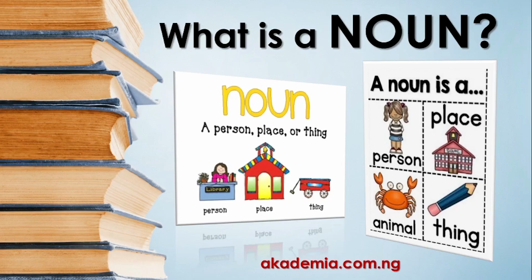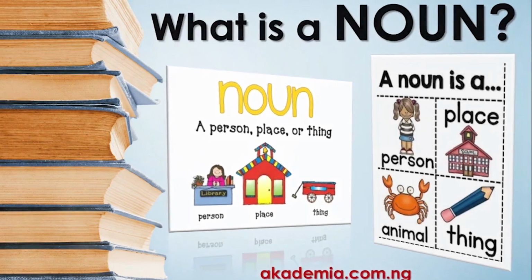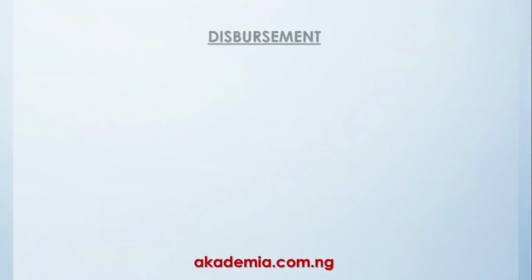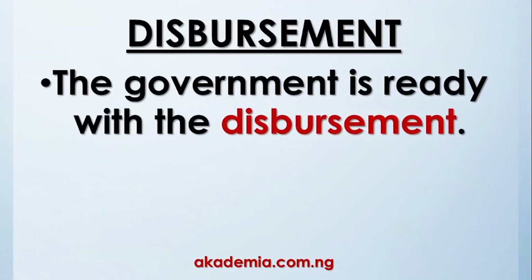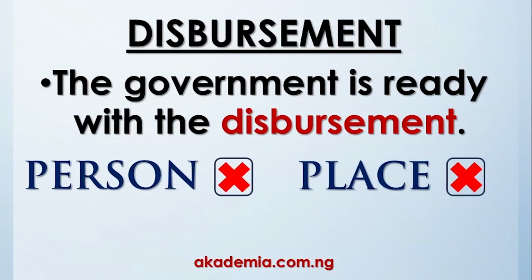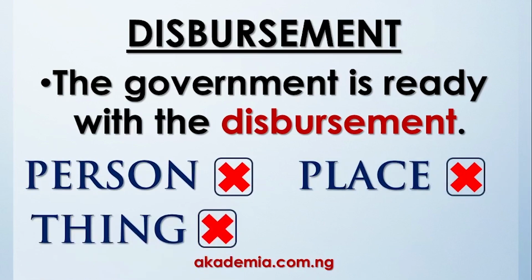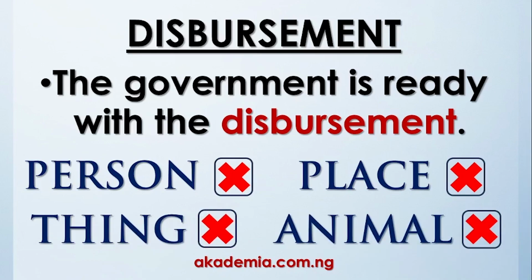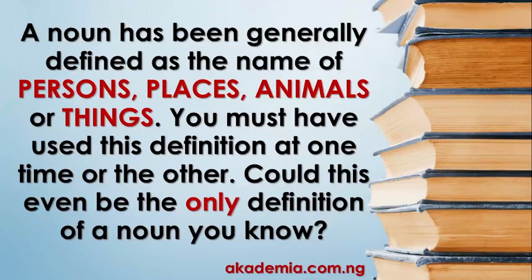place, animal, or thing. But let me ask you this question. When you see a word like disbursement, the government is ready with a disbursement. Is disbursement a person? No. Is disbursement a place? No. Is disbursement a thing? No. Is disbursement an animal? No. Then something is wrong. So if a noun has generally been defined as the name of persons, places, animal, or things, then it means that disbursement, which is a noun, can never be accounted to be a noun.